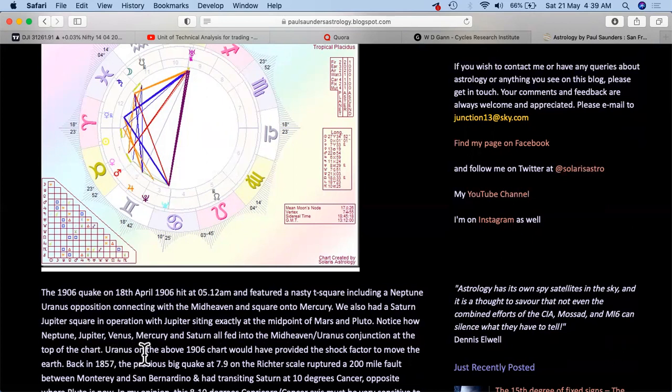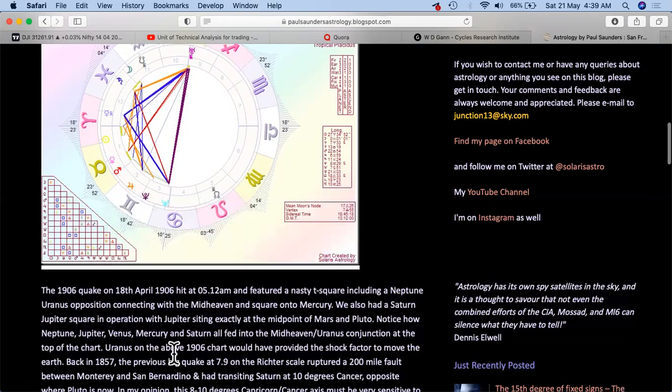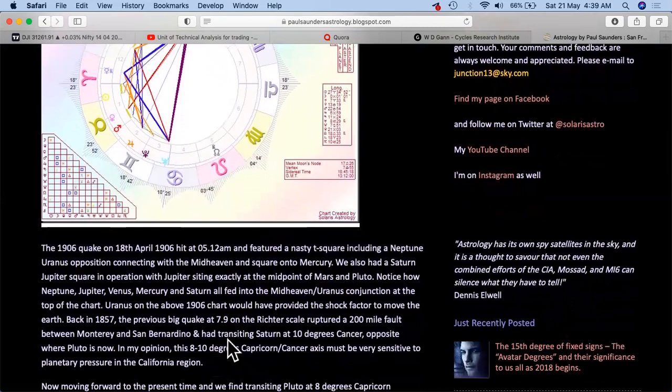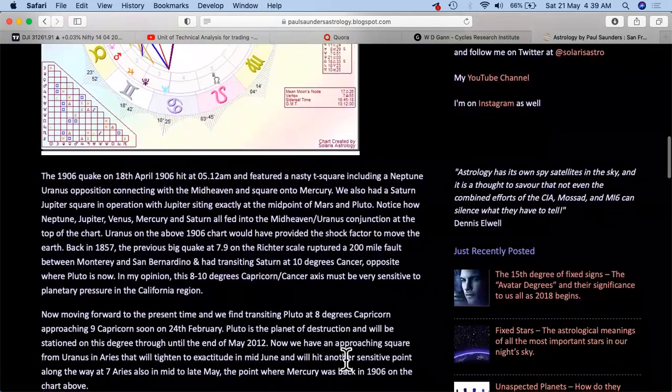Conjunction at the top of the chart. Uranus on the above 1906 chart would have provided the shock factor to move the Earth. Back in 1857, the previous big earthquake at 7.9 on the Richter scale ruptured a 200-mile fault between Monterey and San Bernardino, and had transiting Saturn at 10-degree Cancer, opposite where Pluto is now. In my opinion, this 8-10-degree Capricorn-Cancer axis must be very sensitive to planetary pressure in the California region. So probably something in that way is related.